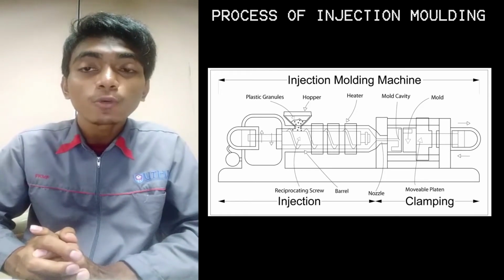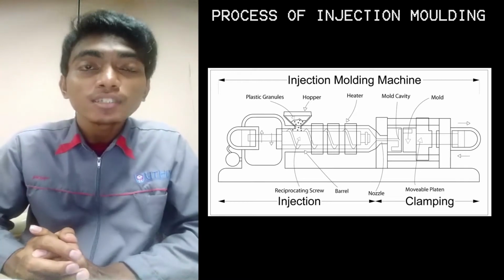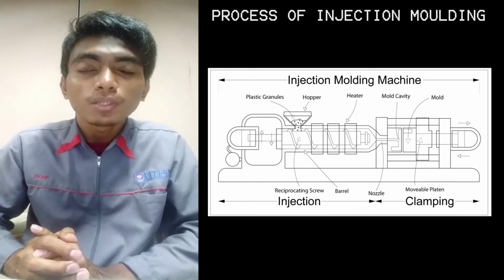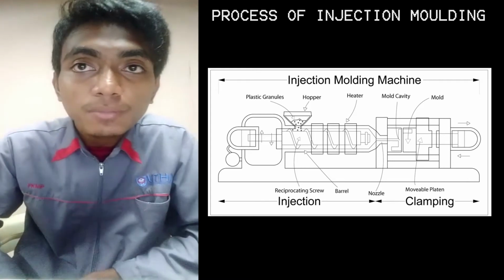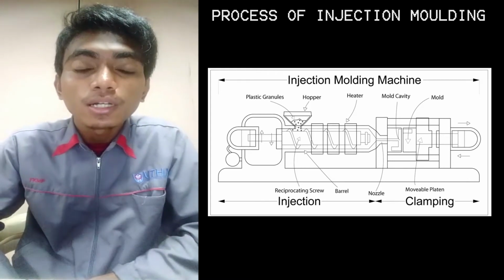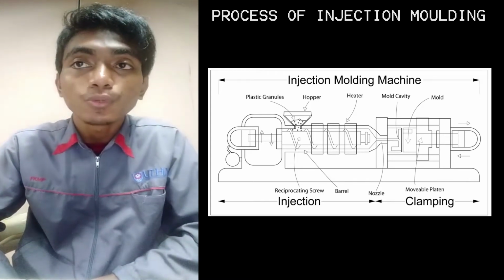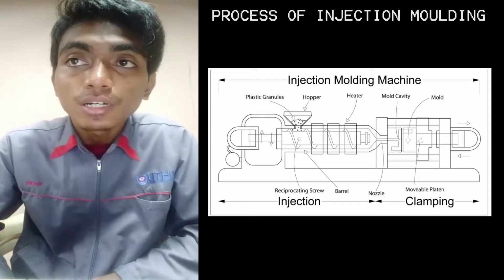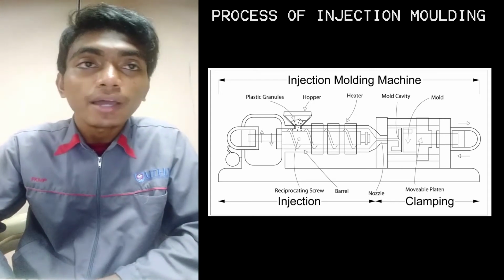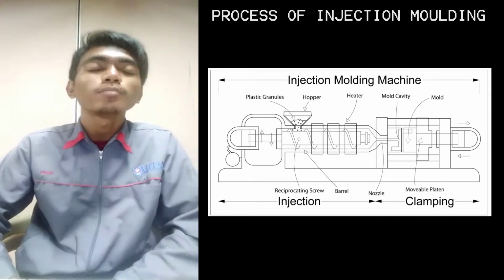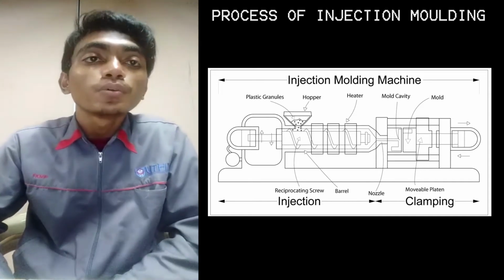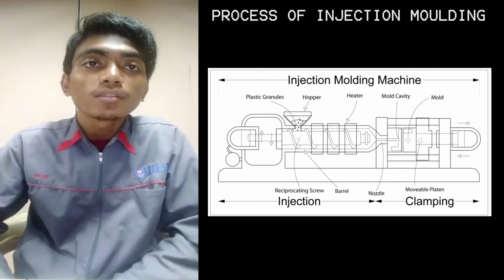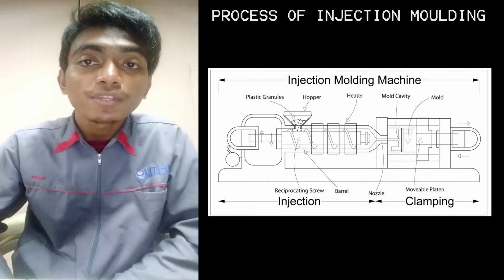After the required cooling time, the mold is then opened by the clamping motor. An ejector system which is attached to the rear half of the mold is actuated by the ejector bar and pushes the solidified part out of the open cavity.